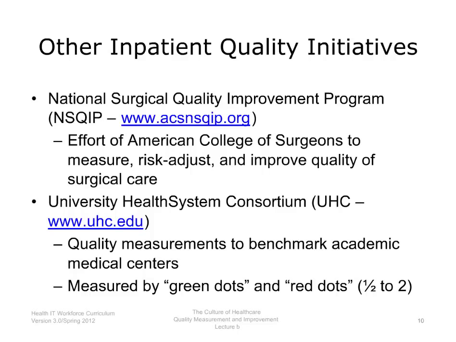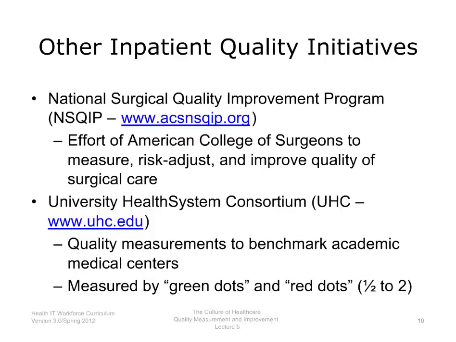For organizations that are academic medical centers, there is the University Health System Consortium, or UHC, which was once called the University Hospital Consortium. The focus of UHC is on quality measurements for benchmarking academic medical centers. Data is provided to UHC and reports are returned to each organization. Viewers of this training may be part of these organizations and be familiar with the green and red dots, anywhere from 1 or 2 of each of these, representing positive deviation or negative deviation from the standard of quality.